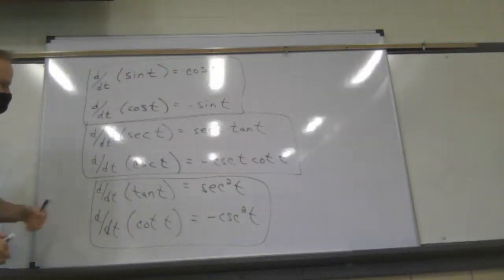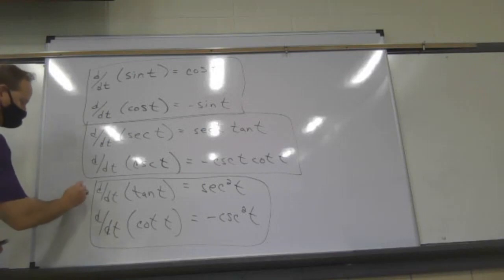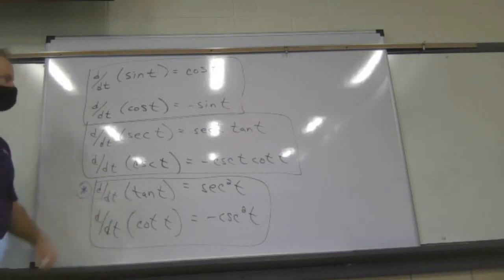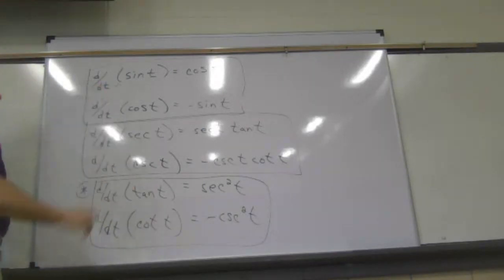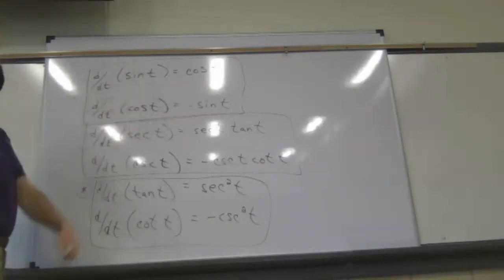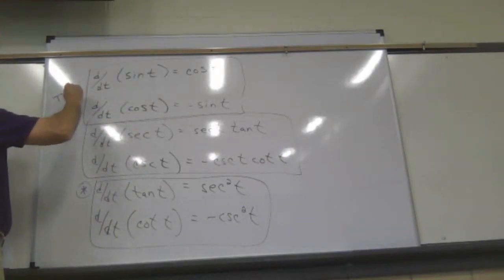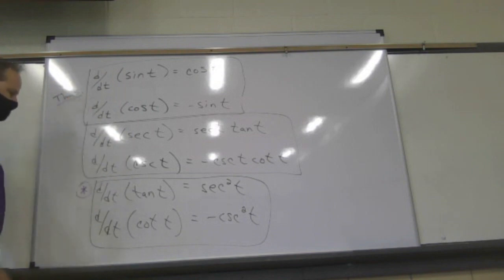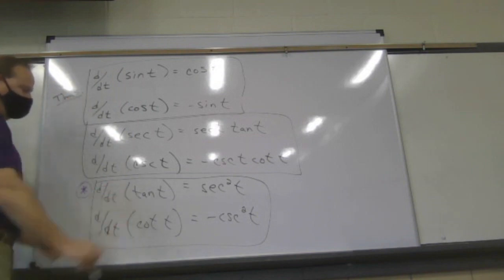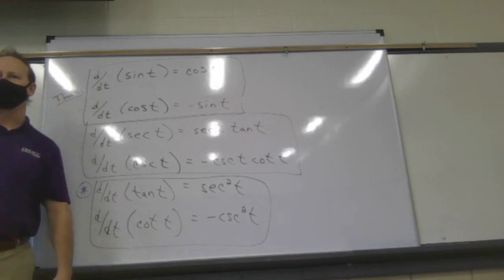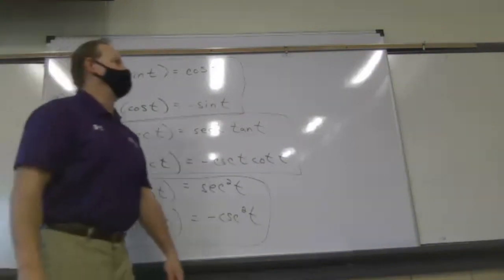But let's just look at the one that's tangent of t. Let's try and prove this. So if we assume that the first two are proven facts, these are actually theorems, or proven facts. So if we just had the first two, could we prove that the derivative of tangent is secant squared? How would we do that?